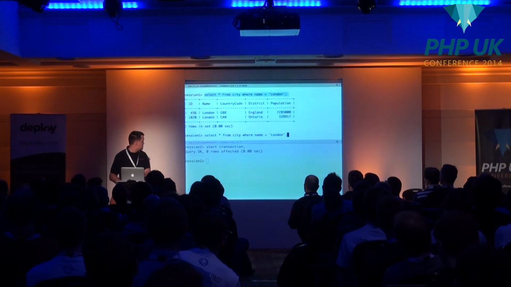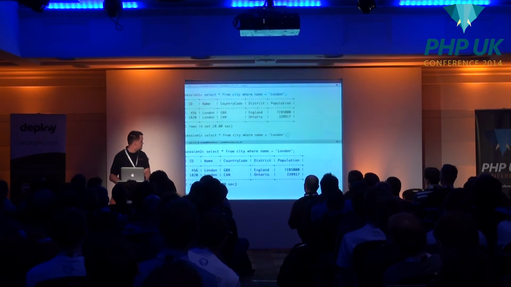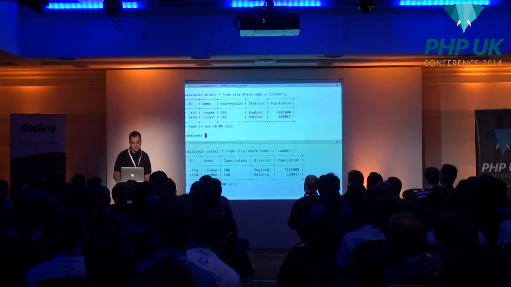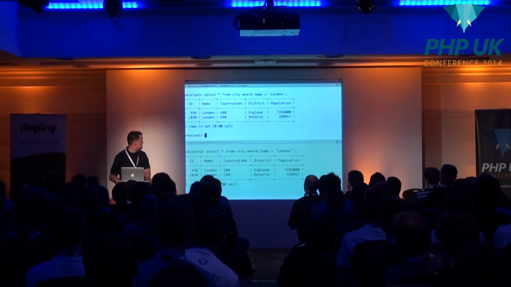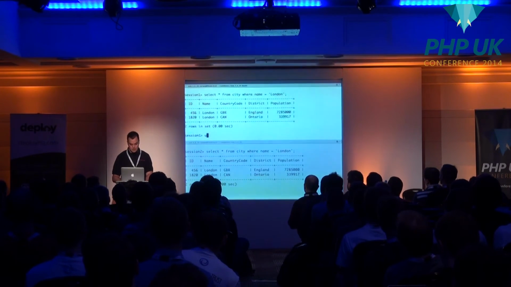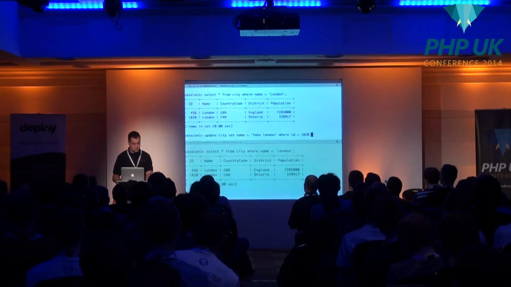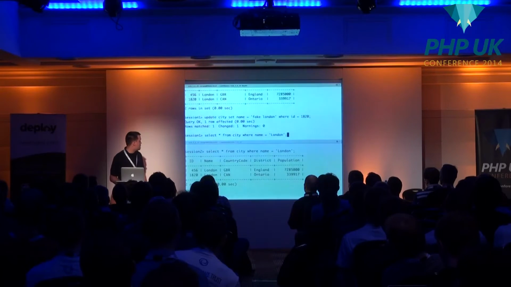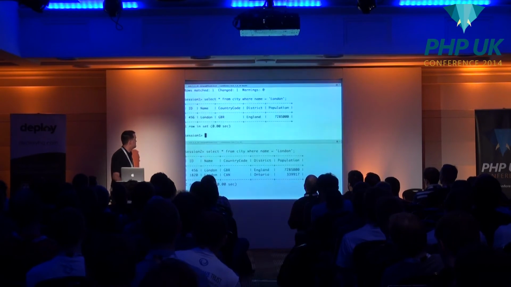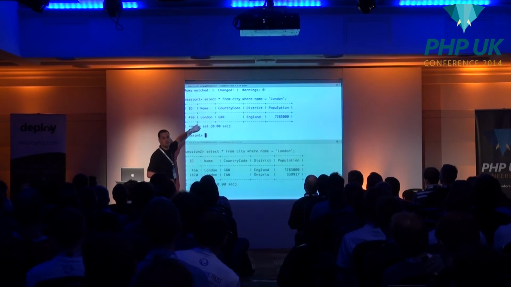Okay. So just so I'm not cheating, we can see that we see the same data in both sessions. And we've got a transaction open, so let's modify fake London. We'll say update city, set name equals fake London, where ID equals 1820. Okay, so if I were to read this data back, I've updated fake London. Now I only see London.